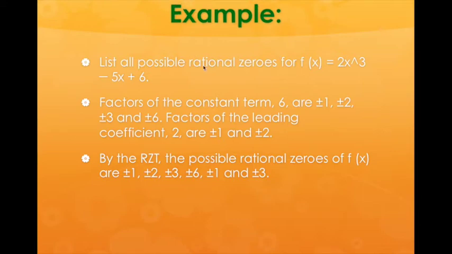This is an example. List all possible rational zeros for f(x) equals 2x cubed minus 5x plus 6. The factors of the constant term, 6, are plus or minus 1, plus or minus 2, plus or minus 3, and plus or minus 6. Factors of the leading coefficient, which here is 2, are plus or minus 1 and plus or minus 2. By the rational zero theorem, the possible rational zeros of f(x) are plus or minus 1, plus or minus 2, plus or minus 3, plus or minus 6, plus or minus 1 over 2, and plus or minus 3 over 2.